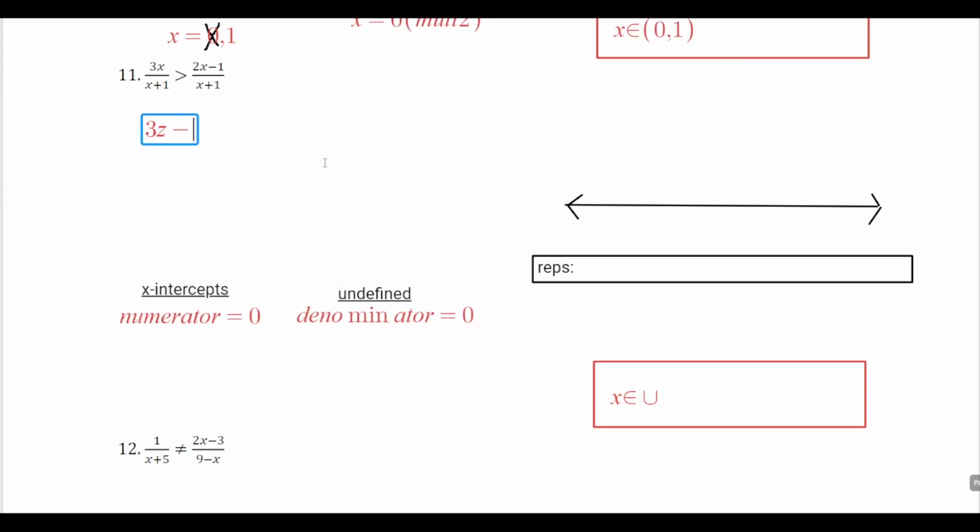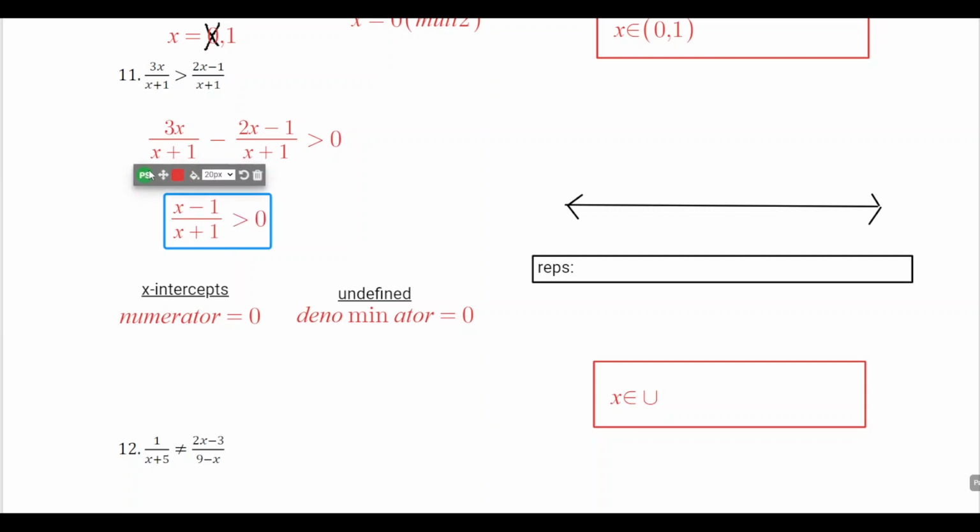So we've got 3x. One little piece of good news here is that it appears that we already have a common denominator. So that's pretty sweet. We don't need to worry about that. That'll save us a step. And so here we've got 3x minus 2x, which is 1x. So we've got x minus 1 over x plus 1. So this one simplified real nicely compared to some of the other ones that are a little bit more complicated. So that worked out pretty good.